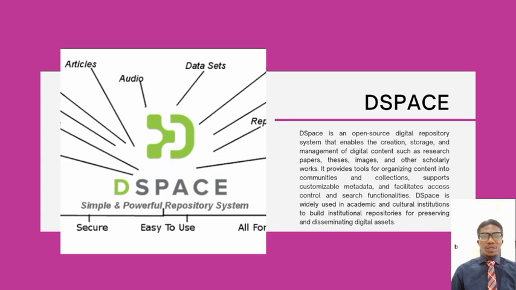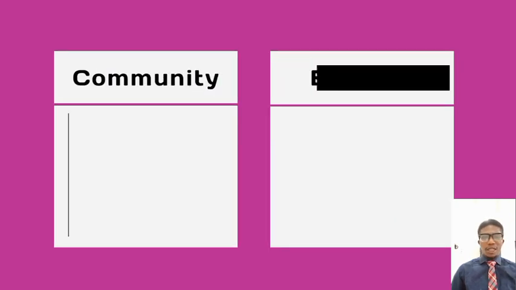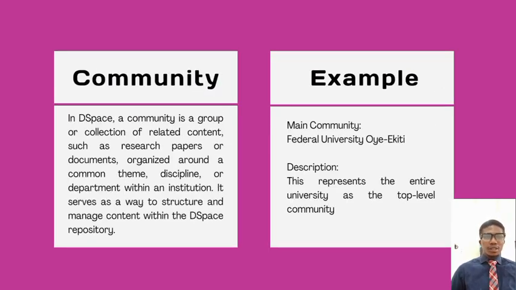So many institutions are adopting DSpace because it's open source and it's pretty easy to use. For instance, the National Library of Nigeria makes use of DSpace for its national repository. However, what the National Library uses DSpace for is a national repository, as it's a repository of other repositories. So DSpace is structured in a hierarchical manner: we have the community, the sub-community, the collections, and the items.